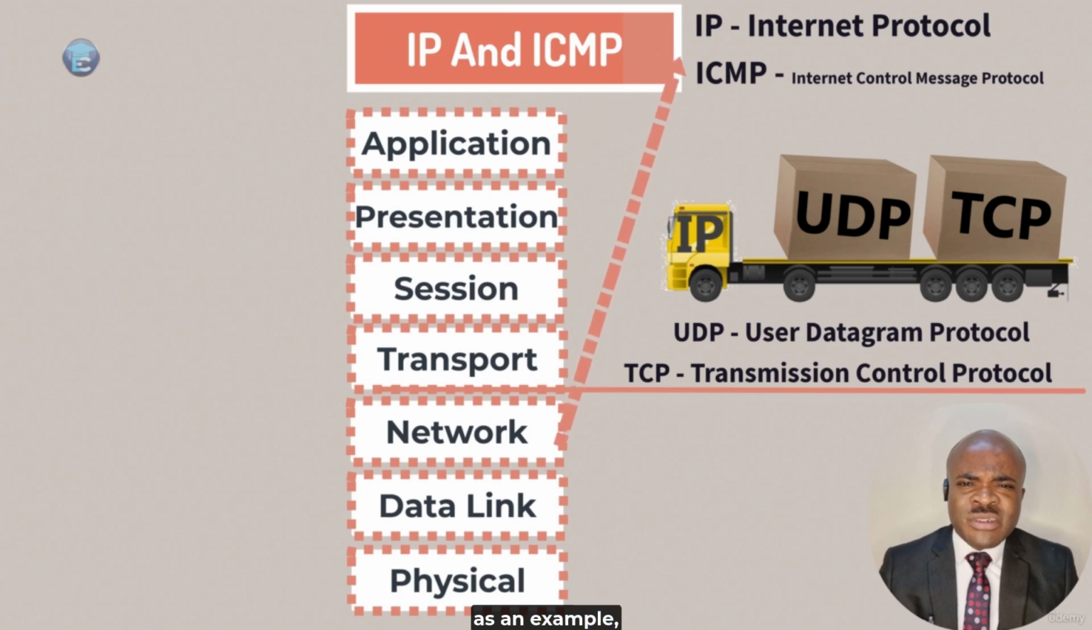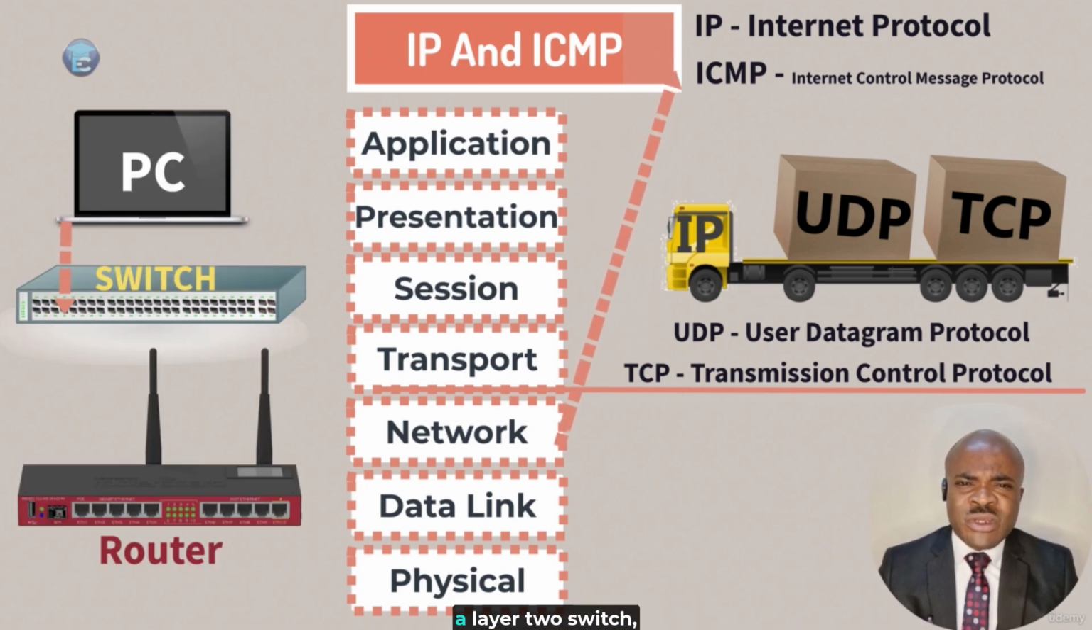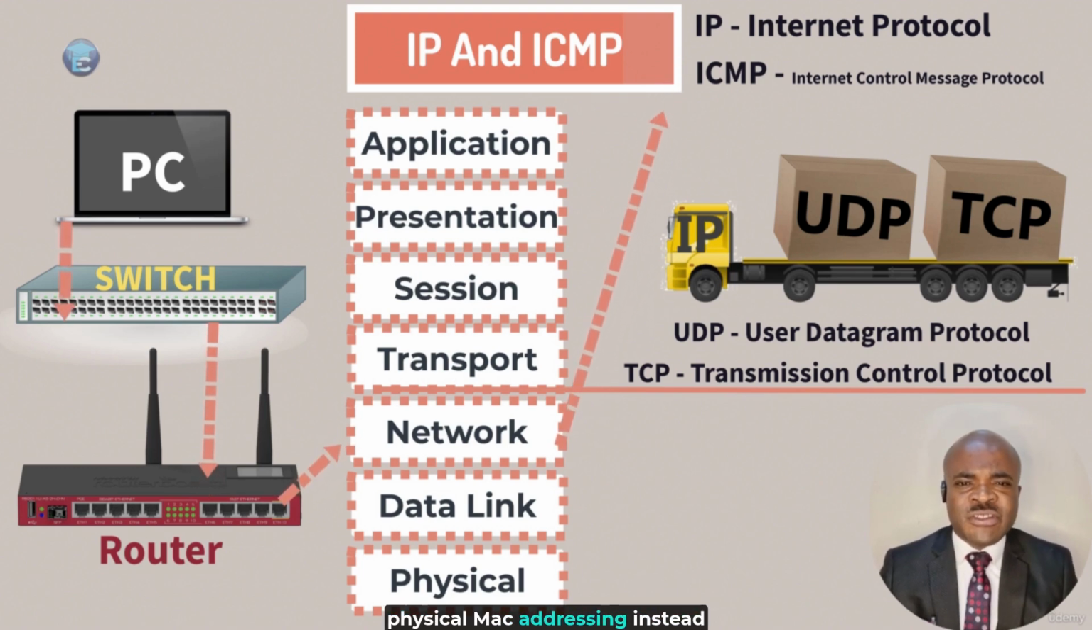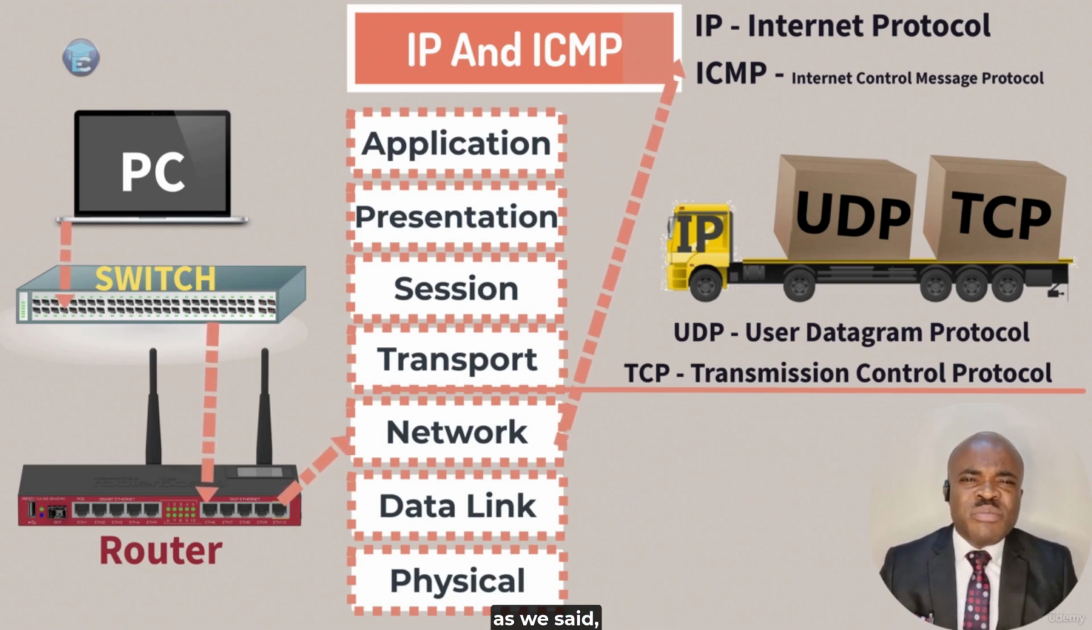As an example, take a look at this very basic topology. We have a PC connected into a layer 2 switch, which is then connected into a layer 3 router. Now, layer 2 switches make forwarding decisions based on physical MAC addressing instead of IP addressing. So a layer 2 switch specifically will operate at layer 2, or the data link layer. The router, as we said, makes decisions based on layer 3 IP addressing.